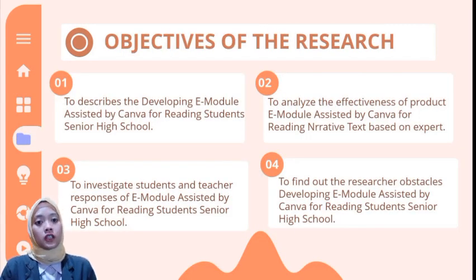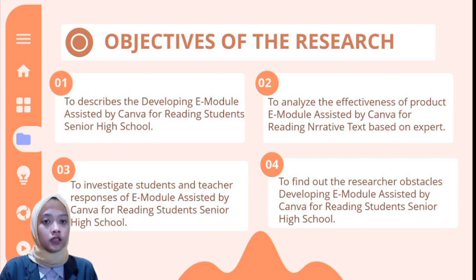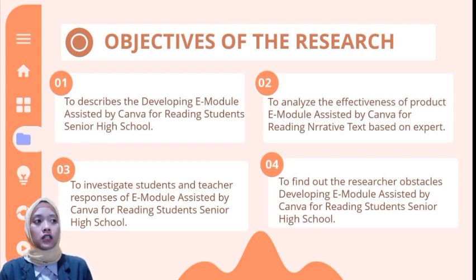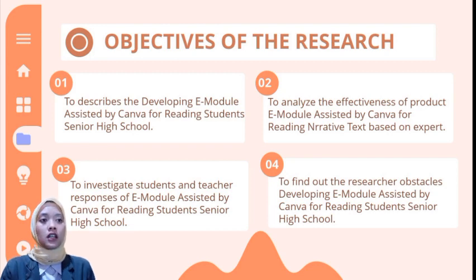The objectives of the research are, first, to describe the development of E-Module assisted by Canva for reading for senior high school students. Second, to analyze the effectiveness of the product, E-Module assisted by Canva for reading narrative text, based on experts. Third, to investigate students' and teachers' responses to the E-Module assisted by Canva for reading. And the last, to find out the researcher's obstacles in developing the E-Module assisted by Canva for reading.